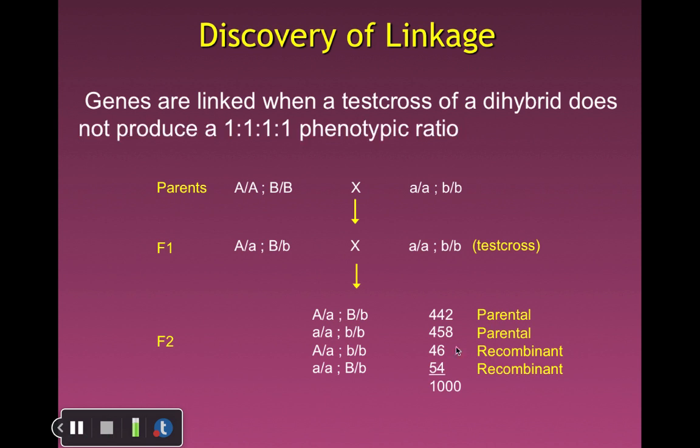On the other hand, what if you did the cross and you came up with numbers like we see toward the bottom right here? 442, 458, 46, 54. You could just look at those and say, well, that's definitely not a 1-to-1-to-1-to-1 ratio. You certainly could do a chi-square test and confirm that, but something's going on there. If you have data that just don't match your predicted ratio, then chances are those two genes, the A and the B genes, are probably linked, because you're clearly not producing that expected 1-to-1-to-1-to-1 ratio.